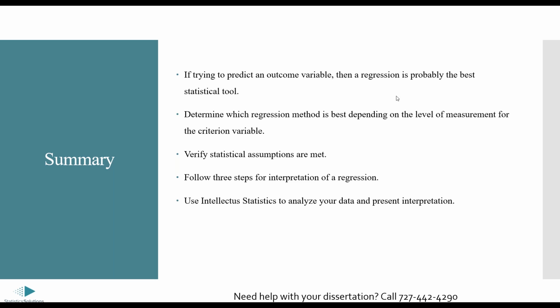Then you want to verify that your statistical assumptions are met. Remember that a linear regression has far more stringent assumptions to check in comparison to logistic regressions. Then you want to follow the 3 steps for interpreting a regression, starting with the omnibus test, interpreting your R-squared values. And if the first omnibus test was significant, then you interpret each predictor variable on its own. And then you can use Intellectus Statistics to analyze your data and present interpretations.